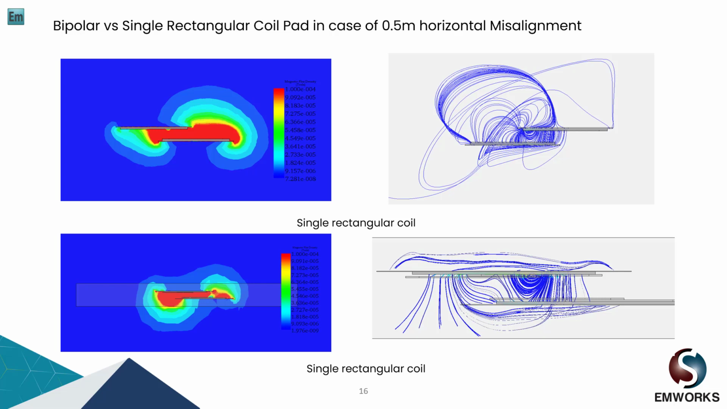We can observe from this simulation that more flux lines go to the receiver coil in the case of the bipolar coil compared to the single coil. Also, the highest magnetic flux density is closer to the receiver coil for the bipolar coil. This can explain why this topology tolerates misalignment better, so we can have a high coupling coefficient despite the misalignment compared to other topologies.